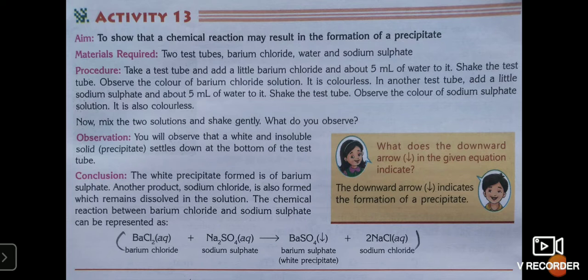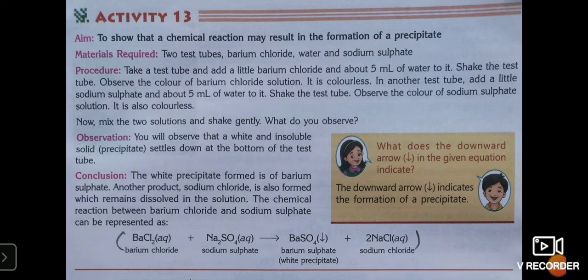Now carefully mix the two solutions and shake gently. You can put the solution of test tube B, which contains sodium sulfate and water, into test tube A, which contains barium chloride and water. Now what will you observe? You will observe that a white and insoluble solid, which is called a precipitate, is formed, which settles down at the bottom. Why does it settle down? Because it is insoluble in the solution.